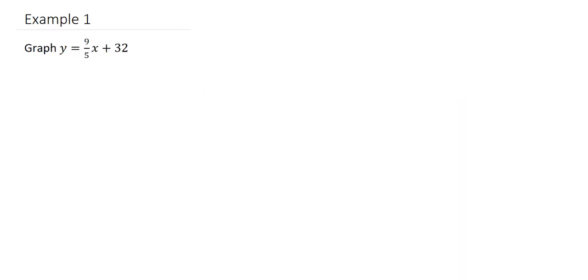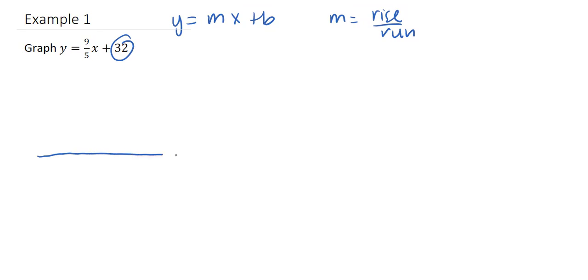Example 1. Graph y equals 9 over 5 x plus 32. So remember, our equation is y equals mx plus b, and m is rise over run. For this one, we don't really have a graph because it's kind of a big number. We have this plus 32. That's our y-intercept. So we're going to graph it kind of big.